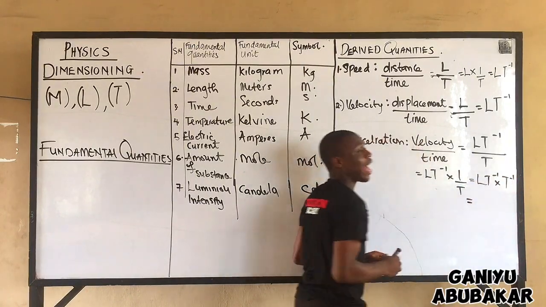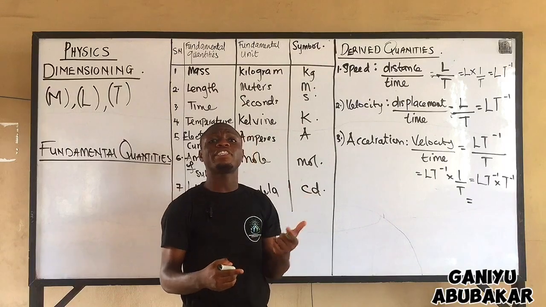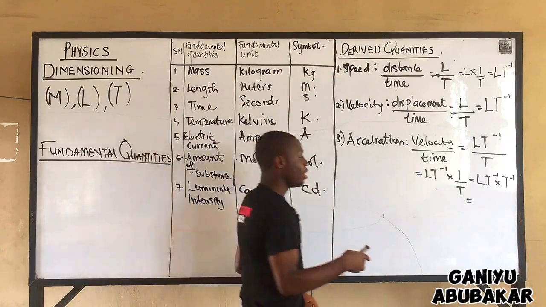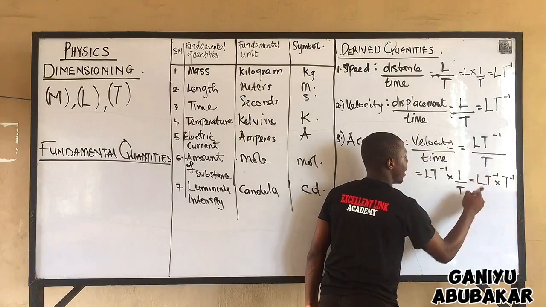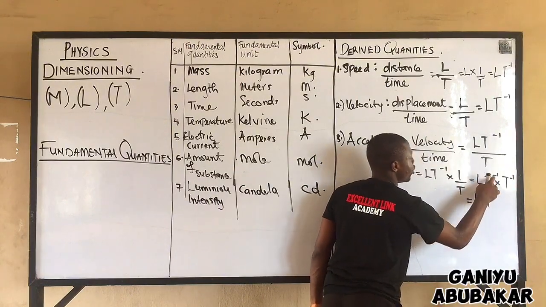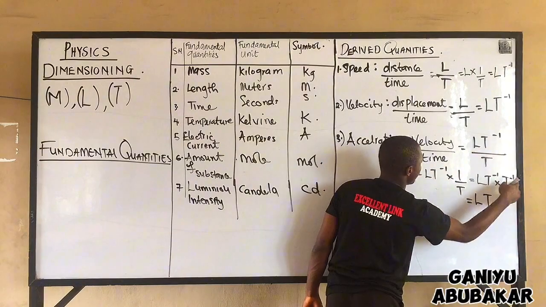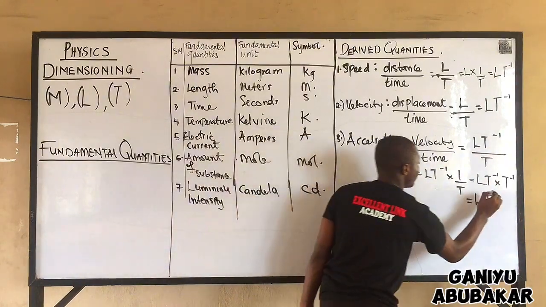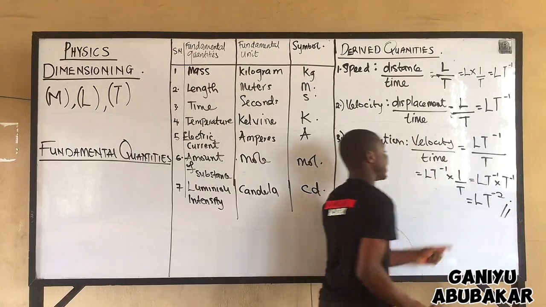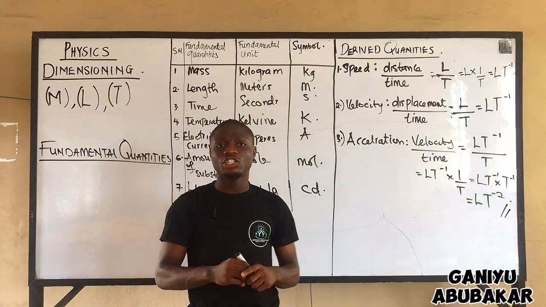So from the idea of indices, if I have like bases multiplying, add their powers. So I'm saying like bases, T and T multiplying, add the powers. So I have L times T to the power what there? Minus 1 plus minus 1. Plus minus is minus. Minus 1 minus 1 is minus 2. So this is the dimension for acceleration, please.